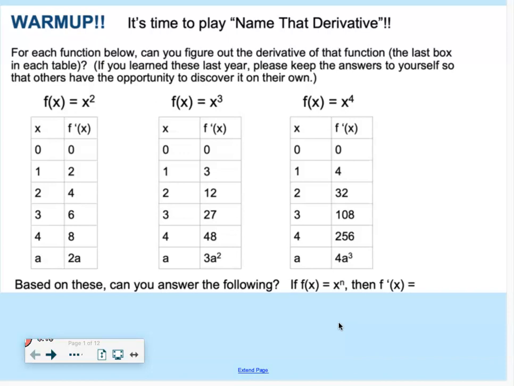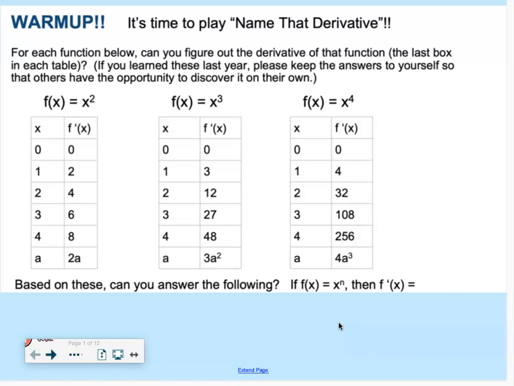This first table, so the function f of x equals x squared, I have in this column the x's, and I have in this column the derivative values, or the slope of the tangent at that point. So for example, the derivative of x squared at x equals 1 is 2. The derivative of x squared at x equals 2 is 4. The derivative of x squared at x equals 3 is 6. In general, I hope you can tell that we're just doubling every time. So the derivative of x squared at x equals a is 2a. You just double the x.